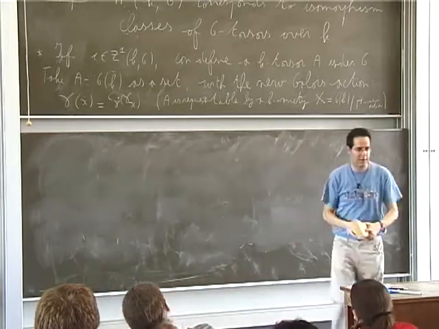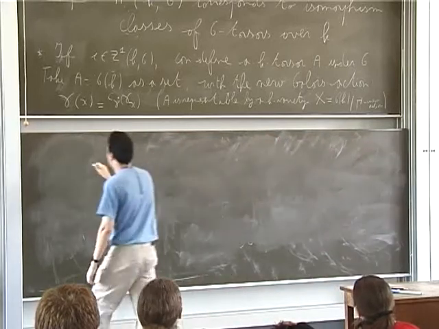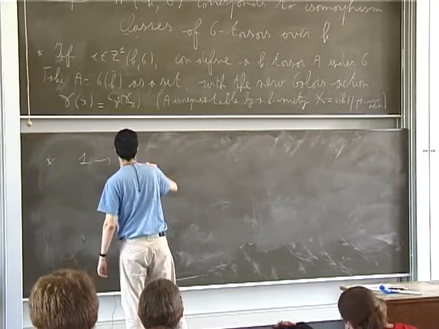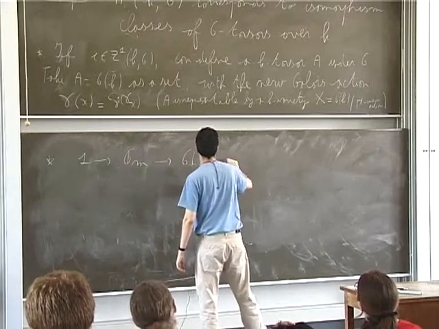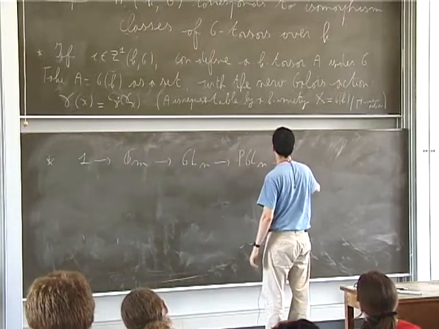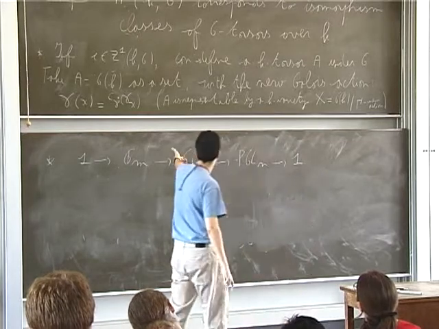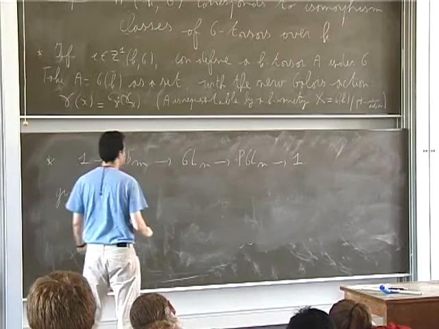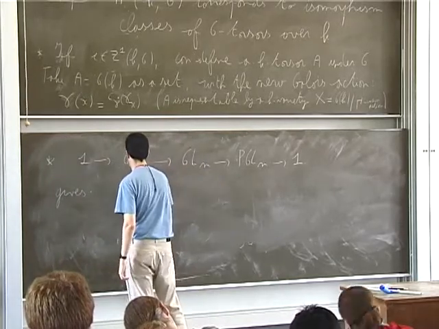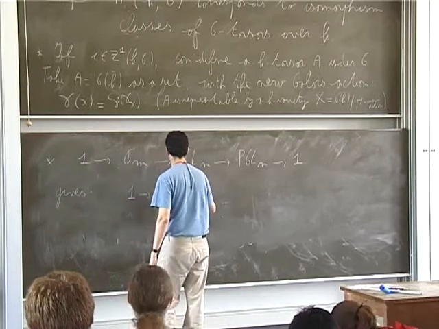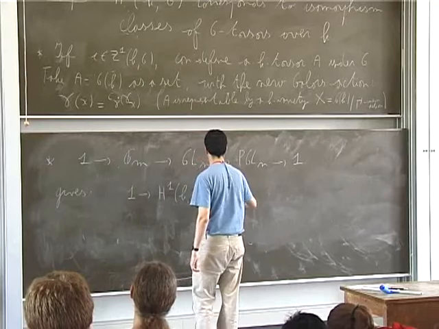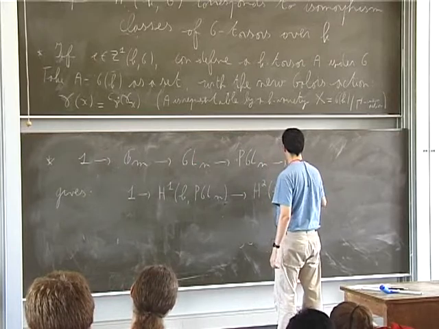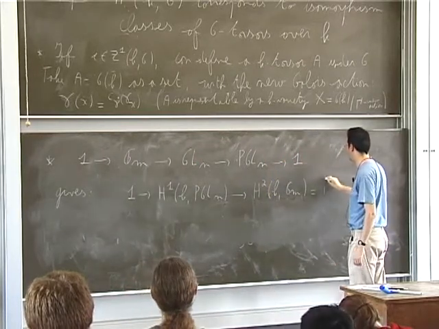And finally, an example with a central extension. So consider this short exact sequence: 1, G_m, GL_N, PGL_N, 1. If you take cohomology, H^1(K, GL_N) is 0. This is Hilbert 90. So you obtain a short exact sequence: H^1(K, PGL_N) goes to H^2(K, G_m), and this is just the Brauer group of K.